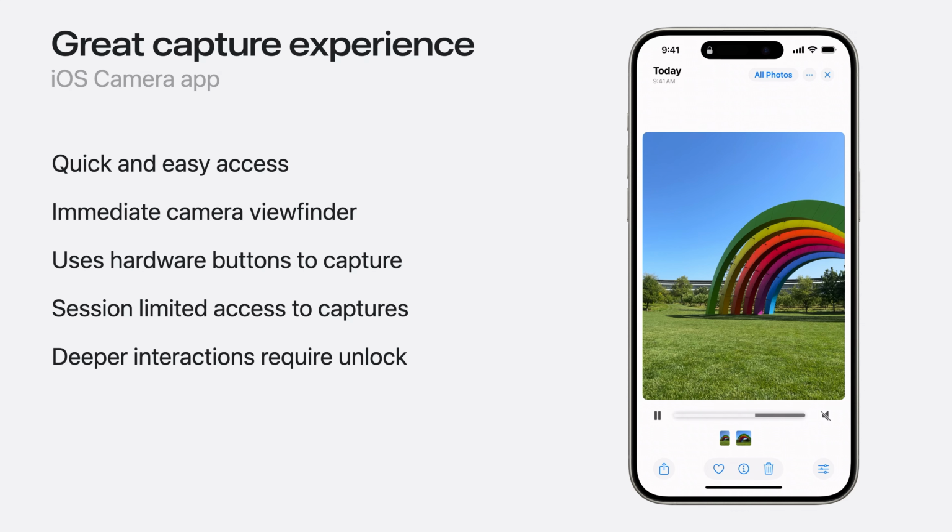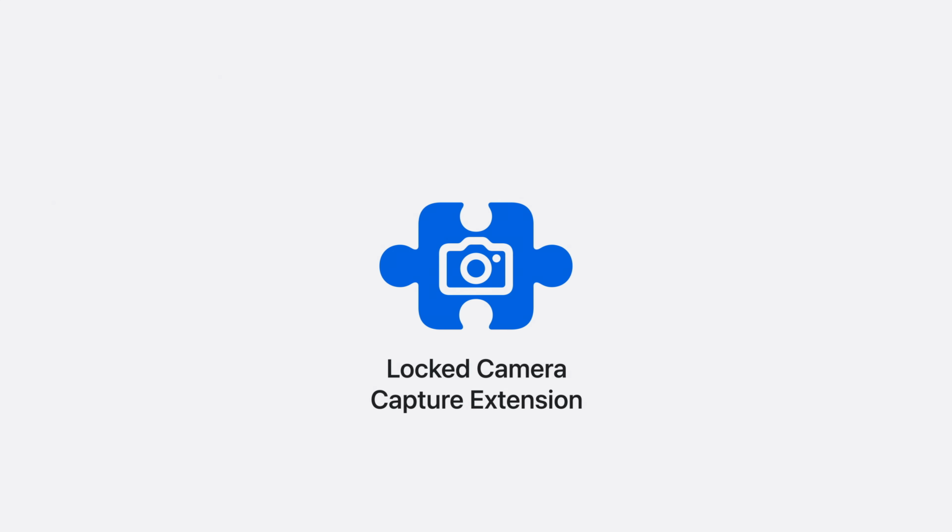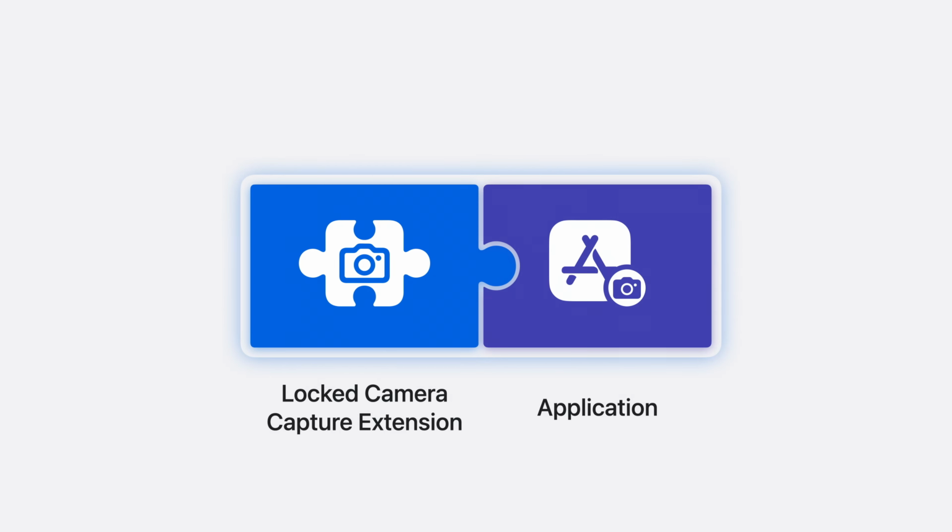To enable this type of experience for your app, you can create a new type of app extension, the Locked Camera Capture extension. An app extension is a separate target that gets embedded in your application. It lets you extend custom functionality and content beyond your app, making it available to people while they're interacting with other apps or the system.